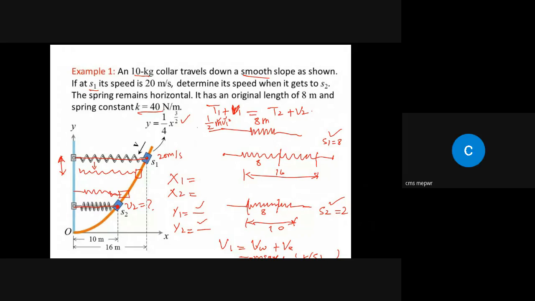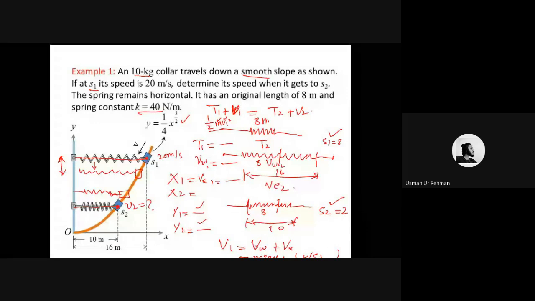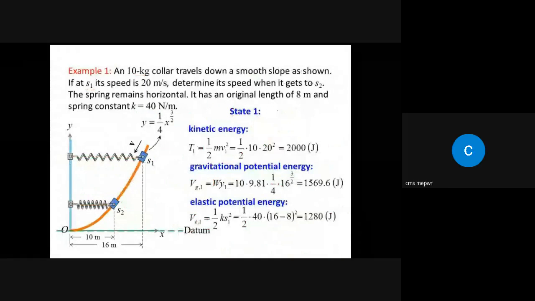First we will do for T1. First we will find out T1. Then we will find out VW at 1, then VE at 1, right? Then we will find out the same thing at state 2, then VW at 2 and VE at 2. And what we will do? We will put both of them together. This one should be equal to this one. Is it clear? Yes, sir. So first we will find T1.